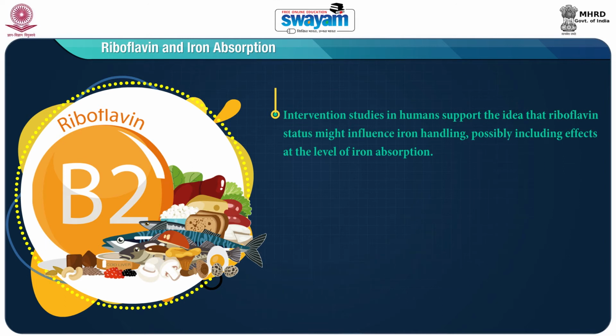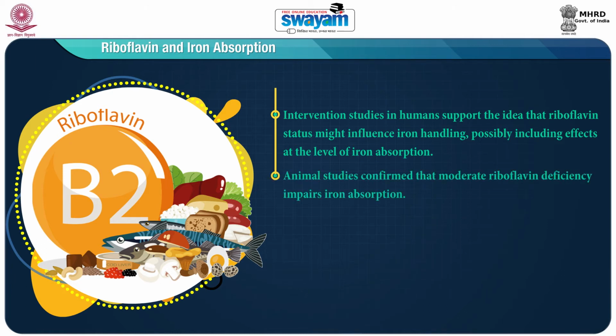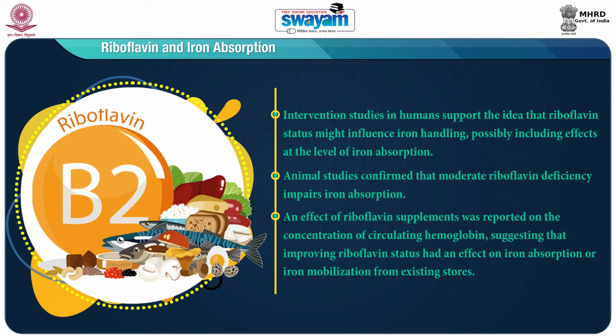Intervention studies in humans support the idea that riboflavin status might influence iron handling, possibly including effects at the level of iron absorption. Animal studies confirmed that moderate riboflavin deficiency impairs iron absorption. An effect of riboflavin supplements was reported on the concentration of circulating hemoglobin, suggesting that improving riboflavin status had an effect on iron absorption or iron mobilization from existing stores.